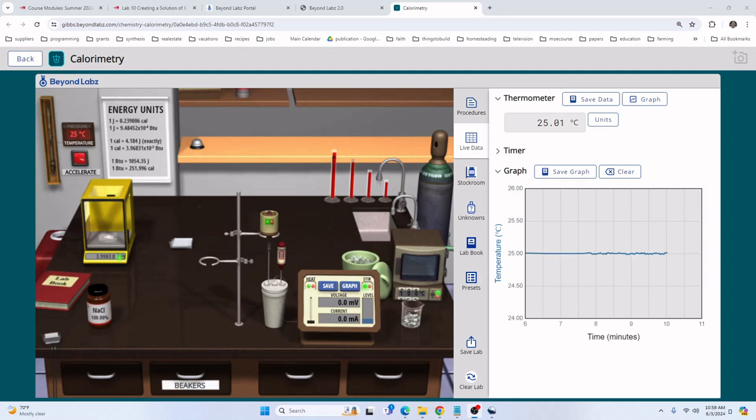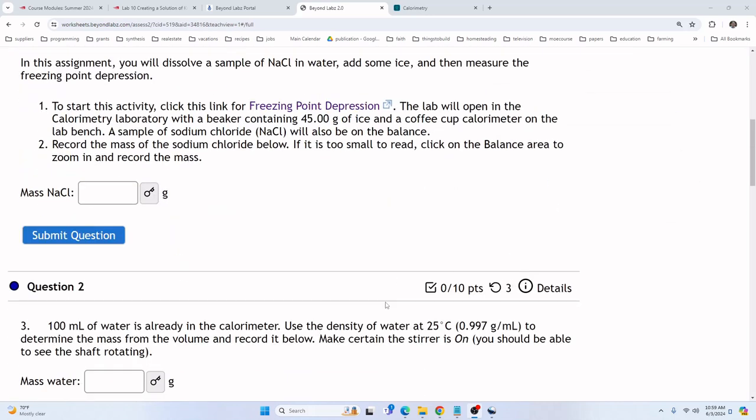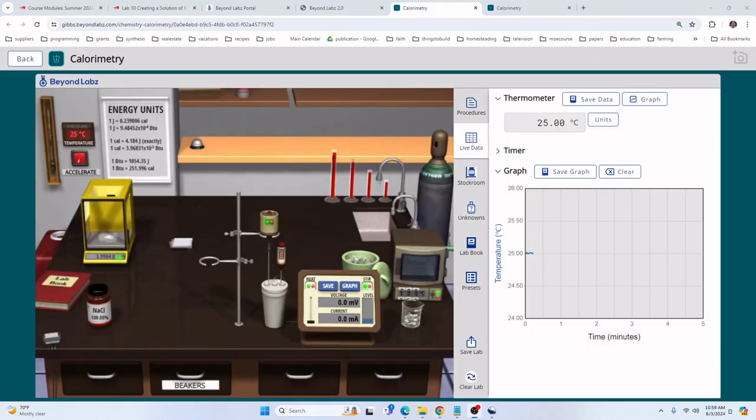In this video, we'll discuss the freezing point depression lab and observe how adding salt to pure water lowers its freezing point. To get started, we'll need to click on the link Freezing Point Depression. I'll cover the calculations at the end of the video, but you're asked to do some calculations while the lab is being performed.